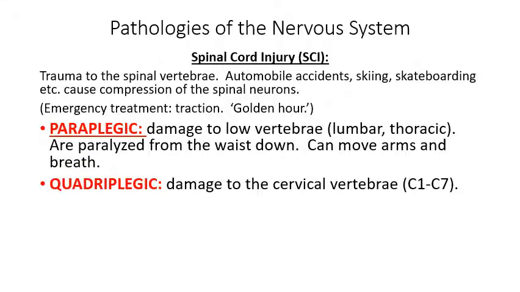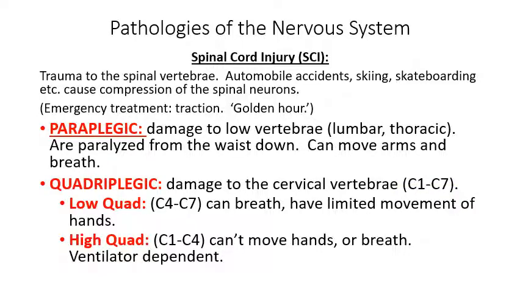A quadriplegic is somebody who has damage to the cervical vertebra in the neck. Right, there are 7 of them, numbered C1 through C7. And we divide the quadriplegic into a low quad versus a high quad. If you have damage to the lower cervical vertebra, say C4 to C7, you may still be able to breathe without a machine called a ventilator. And you may have limited movement of your hands. Right, so that is called a low quad.